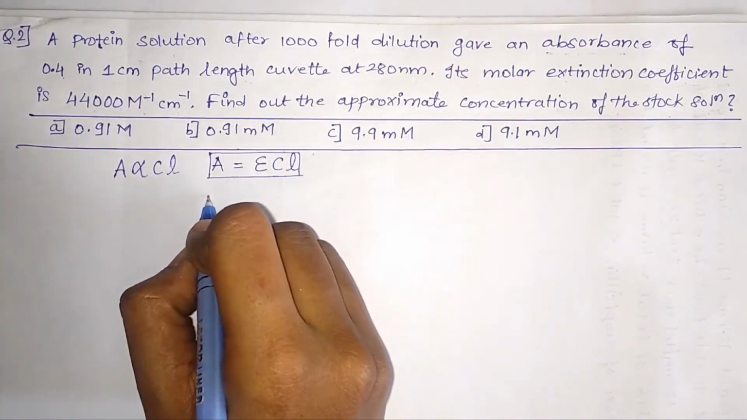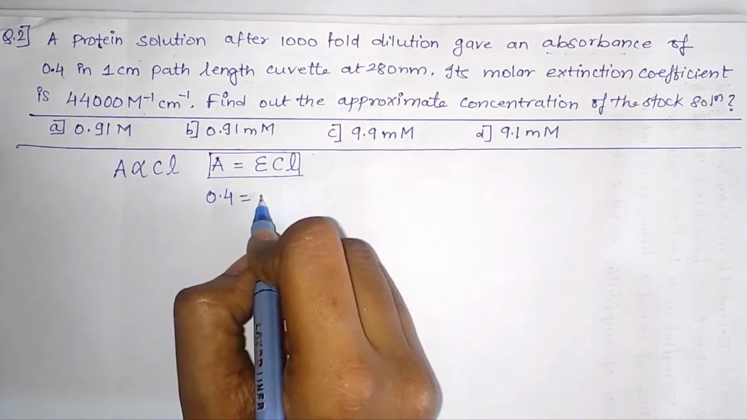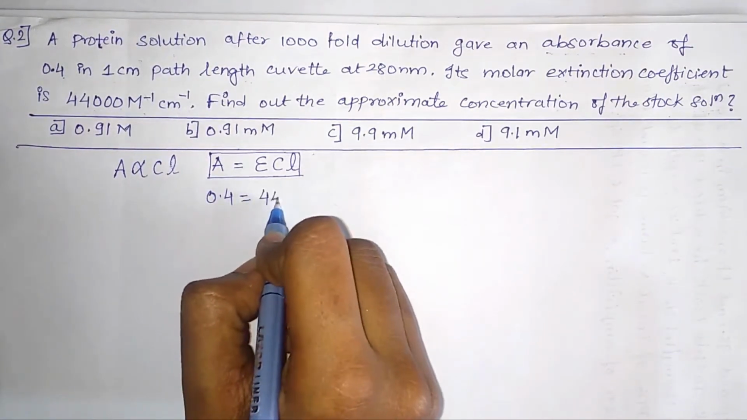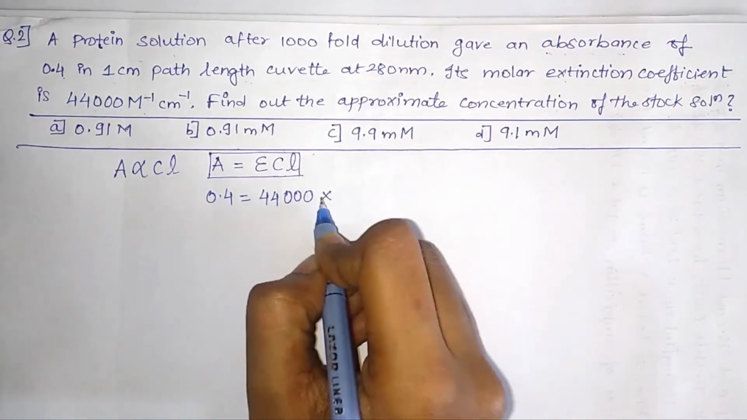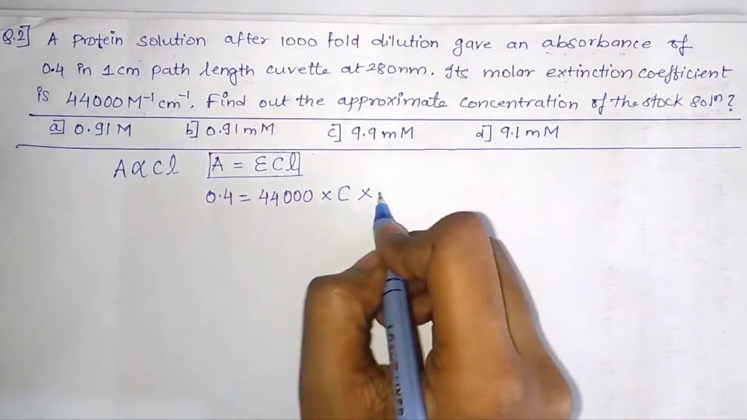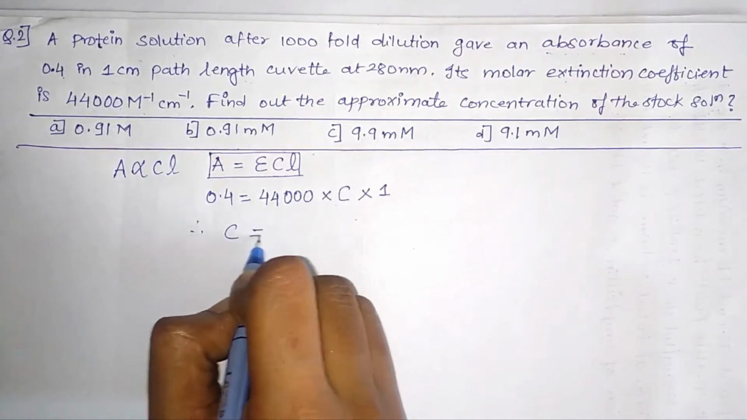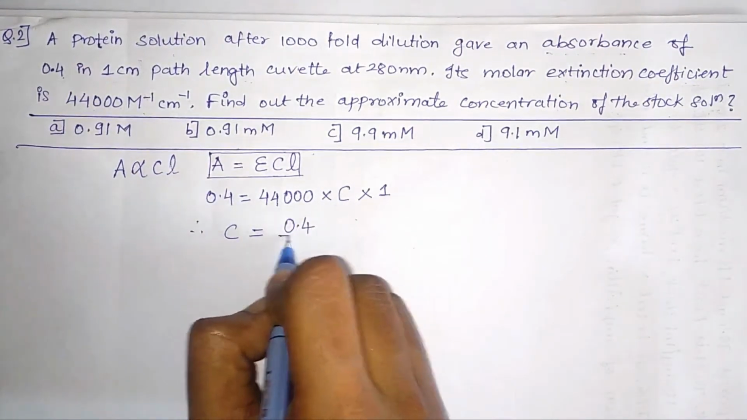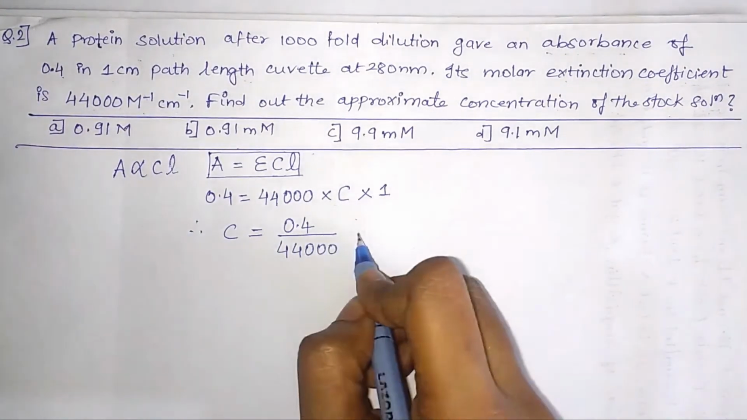We know absorbance is given as 0.4, which will be equal to the molar absorptivity, which is given as 44000, multiplied by the concentration, which is the unknown, and the path length, that is 1 centimeter. So from this we can find the concentration just by dividing 0.4 by 44000. And how can we solve this?